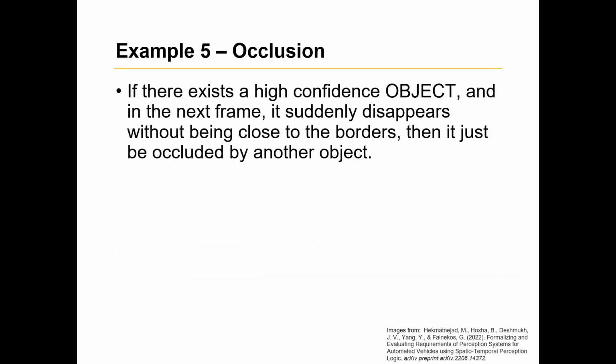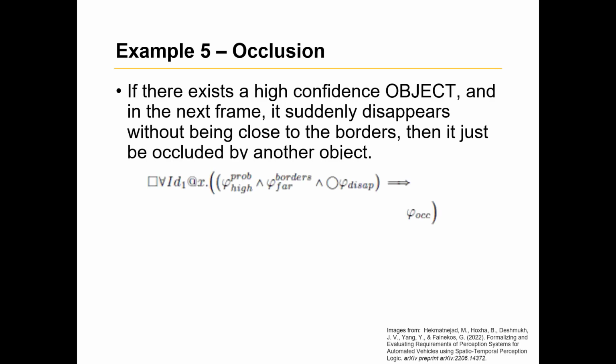And if you want to look into occlusion, this is the last example. What this requirement says is that if I've seen a car and it disappears and it's not near the borders of the frame, the borders of the image, so it's likely that it would have been occluded, or basically covered by another object. So if there exists a high confidence object and in the next frame it suddenly disappears without being close to the borders, then it must be occluded by another object. That's what we are trying to say, because again, cars won't just disappear.